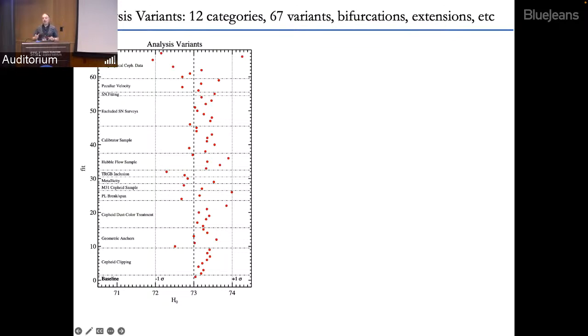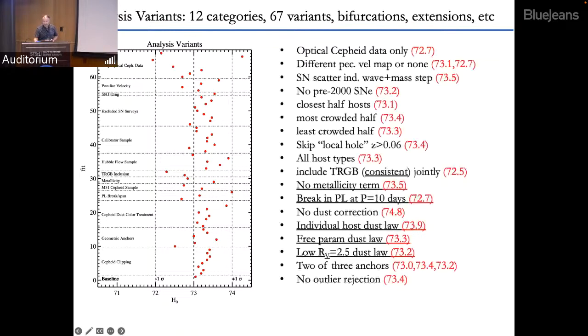Then we go through an exhaustive set of analysis variants, 67 variants of the analysis in 12 different categories, varying anything you might think of or that people have suggested in the literature, from unusual reddening laws to inclusion of tip of the red giant branch to different calibrator samples, different anchors, different ways of clipping Cepheids. These are the main variants that people most ask about, so I sort of show them here.